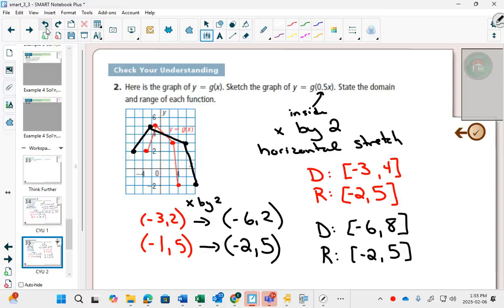Well, if you didn't do anything to the y values, it's not going to change them. But our x values, our domain did change, because what did we do? We multiplied our x values by 2. Notice how your domain, which was negative 3 to 4, is now negative 6 to 8, because you stretched it.